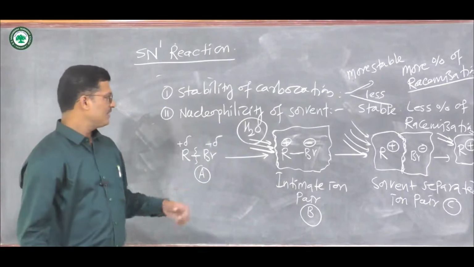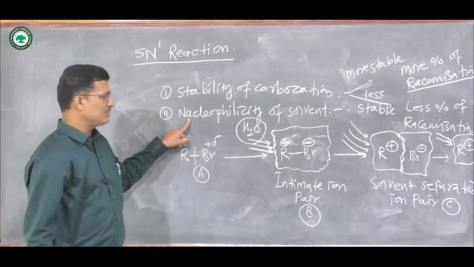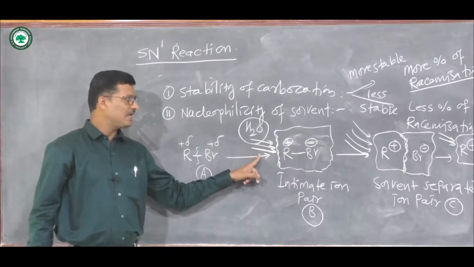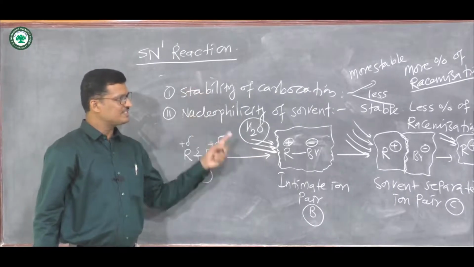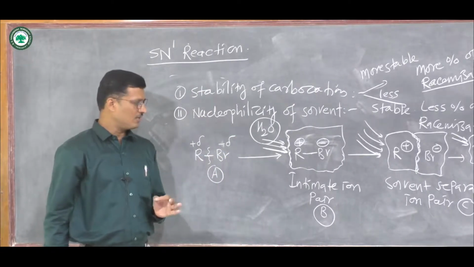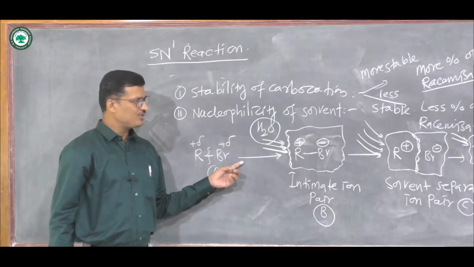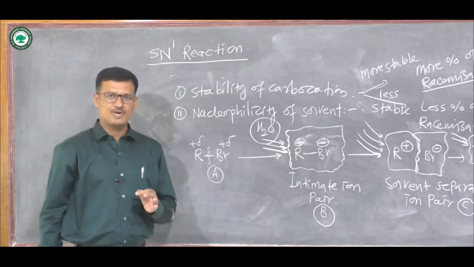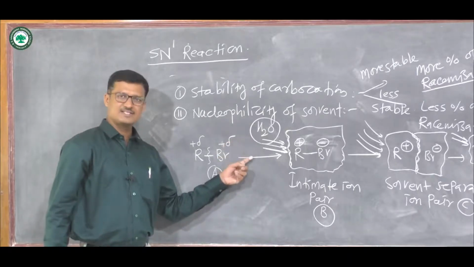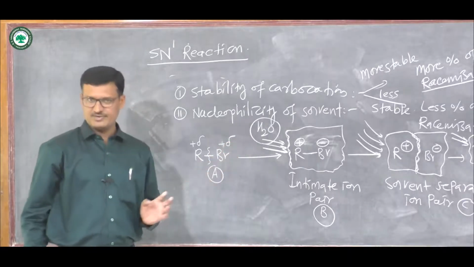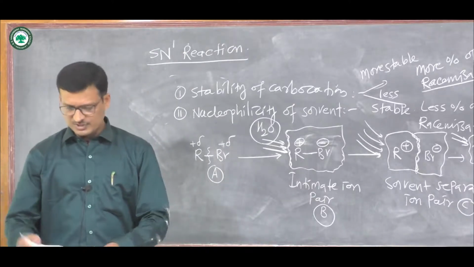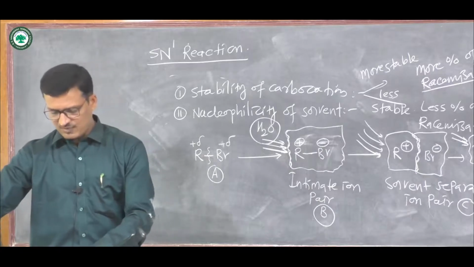So that's why, when the nucleophile itself acts as the solvent, then the SN1 reaction ends up with a lower percentage of racemization, or a higher percentage of inverted product. In which case? When the solvent acts as the nucleophile itself. So in this way, we remember this part.